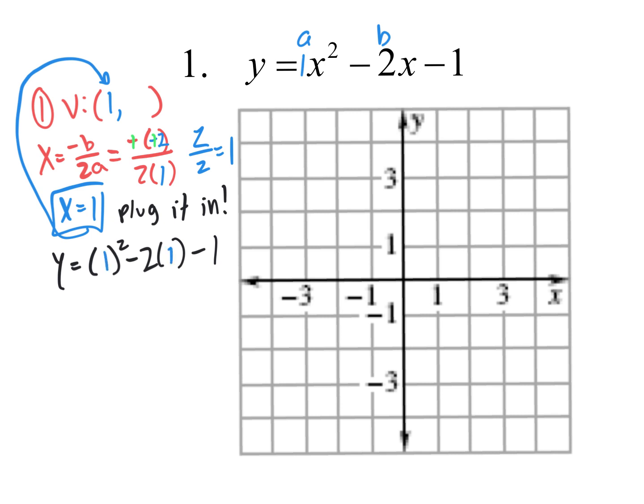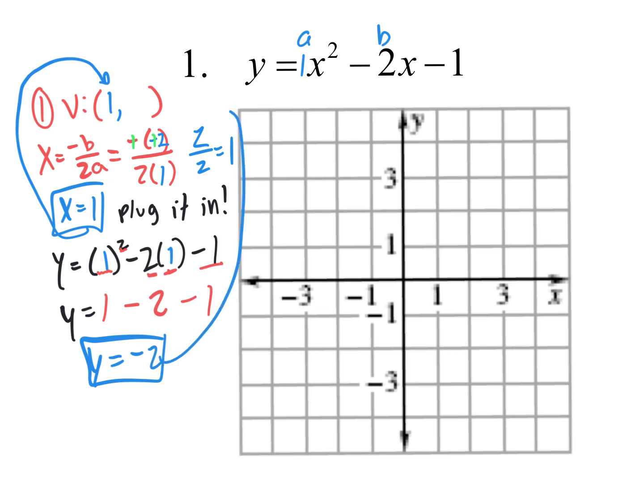And when you do this, you could either use a calculator or make sure you do the correct order of operations. Start with exponents first. 1 to the second power, 1 times 1 is 1. And then multiplication right here, 2 times 1 is 2, of course with the minus sign in front. And this minus 1 at the end, just bring it down. So what we have here is really y equaling 1 minus 2 minus 1. So it's going to be y equals negative 2. So we just found the y value of our vertex, negative 2.